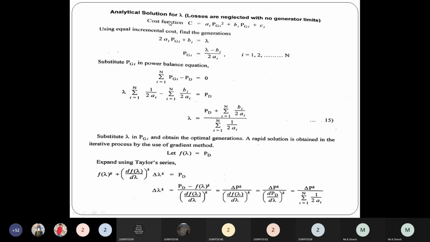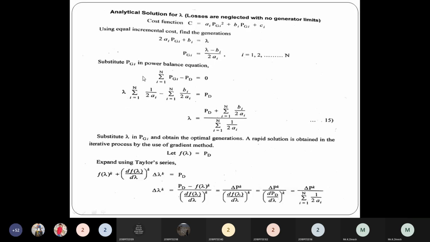Next, the analytical solution of lambda. Here we are using the Taylor series. The cost function is Ci equal to ai PGi squared plus bi PGi plus ci. I am using incremental cost to find the generations: 2 ai PGi plus bi equals lambda. Bringing PGi to the left hand side and the rest of the terms to the right hand side, PGi equals lambda minus bi divided by 2 ai, where i stands for 1, 2 up to N.